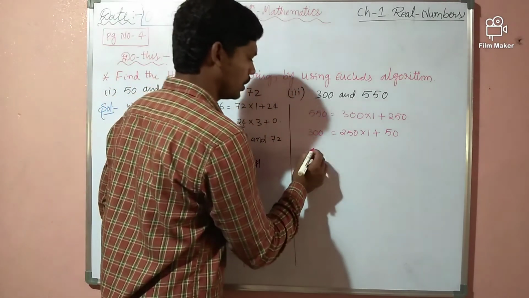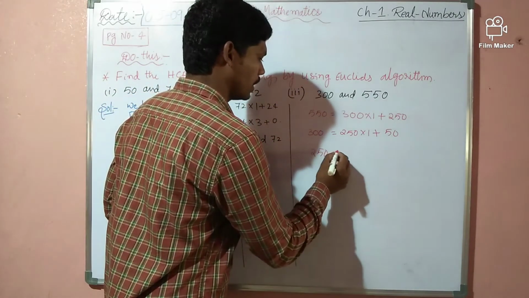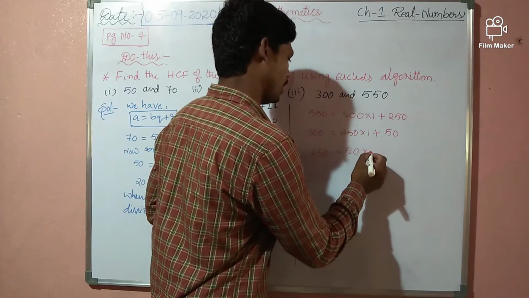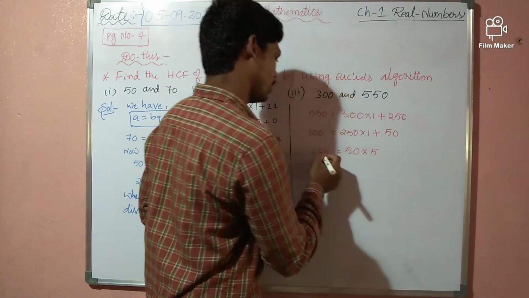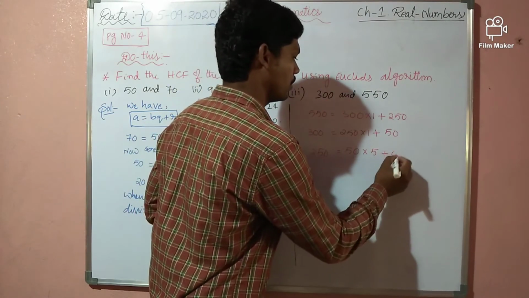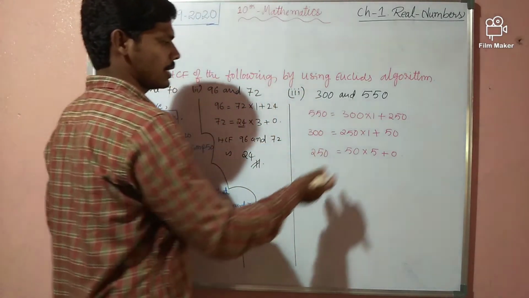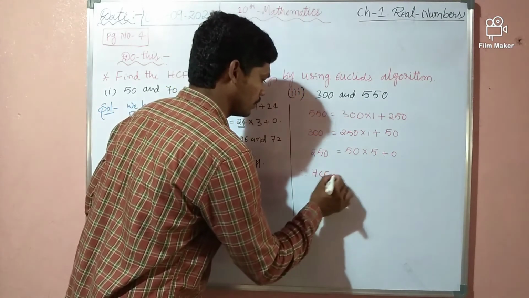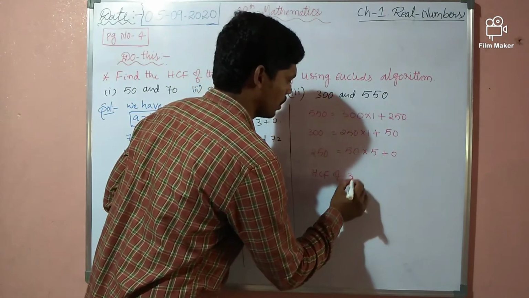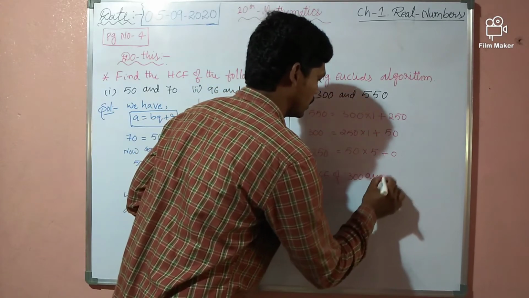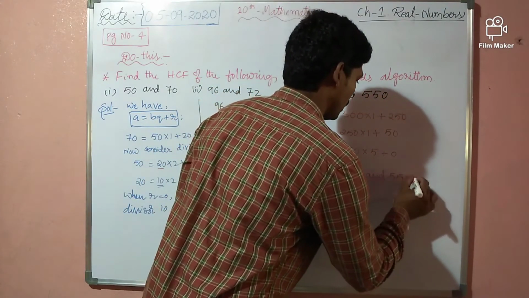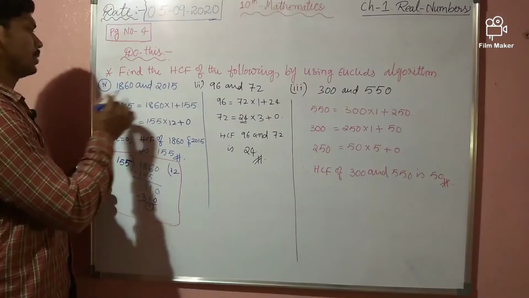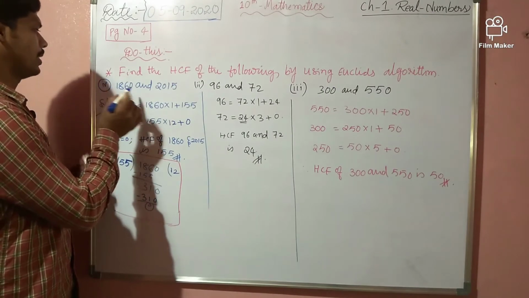Now do the division of 250 with the remainder 50. 50 divides 250 five times: 5 fives are 25, and the remainder is 0. So at last 50 is the divisor, therefore the HCF of the given two positive integers 300 and 550 is 50.